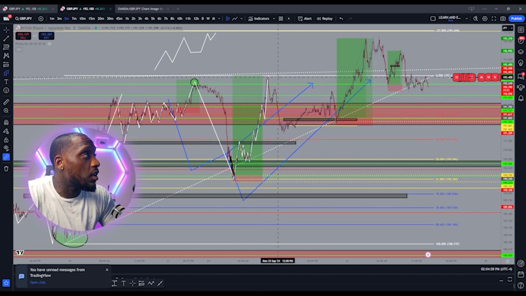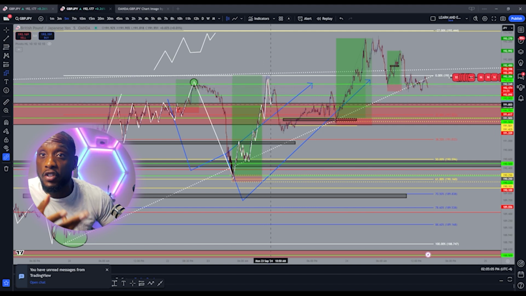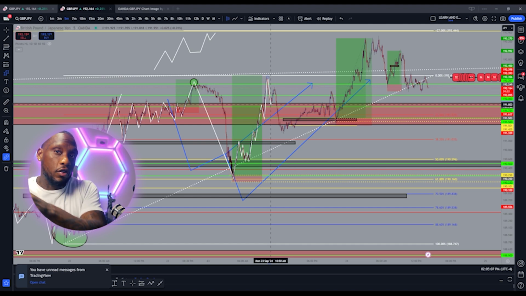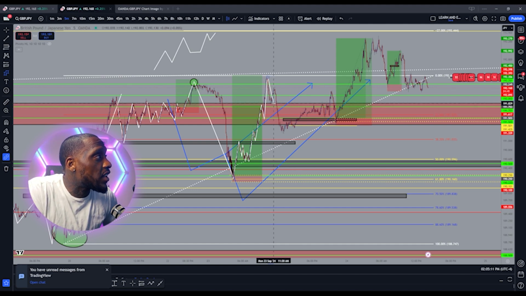I let the move do its thing because I'm a disciplined trader. I like to follow my trading plan. I'm always going to follow my trading plan because it's rules and regulations. If you don't have a trading plan, I will have a video that you can refer to in the future on how to build a successful trading plan. But anyways, back to market structure.